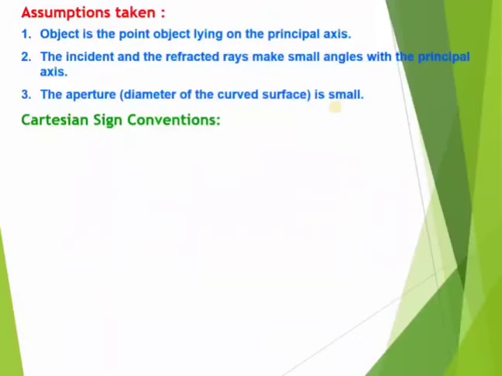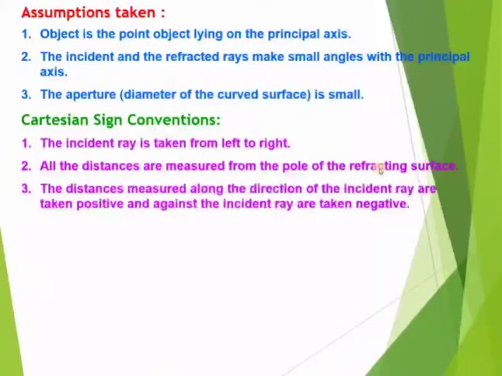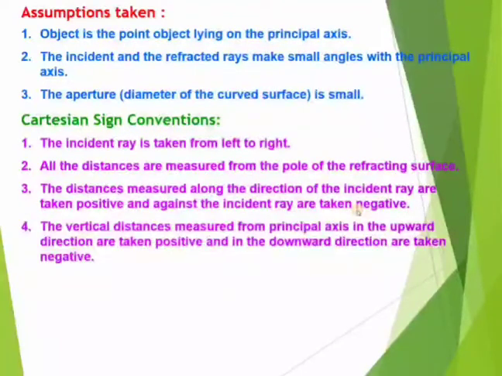The sign conventions are very common for mirrors and lenses also, you might have studied them in 10th standard. Here the sign conventions are as follows. Number one, the incident ray is taken from left to right. All the distances you will measure from the pole of the refracting surface, and the distances that you take in the direction of the incident ray, you will consider with positive sign, and against the direction of the incident ray, you will consider with negative sign.